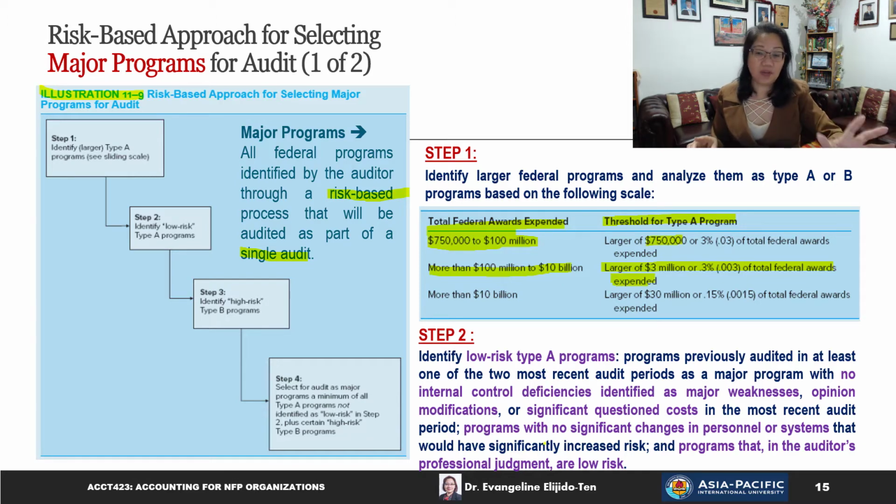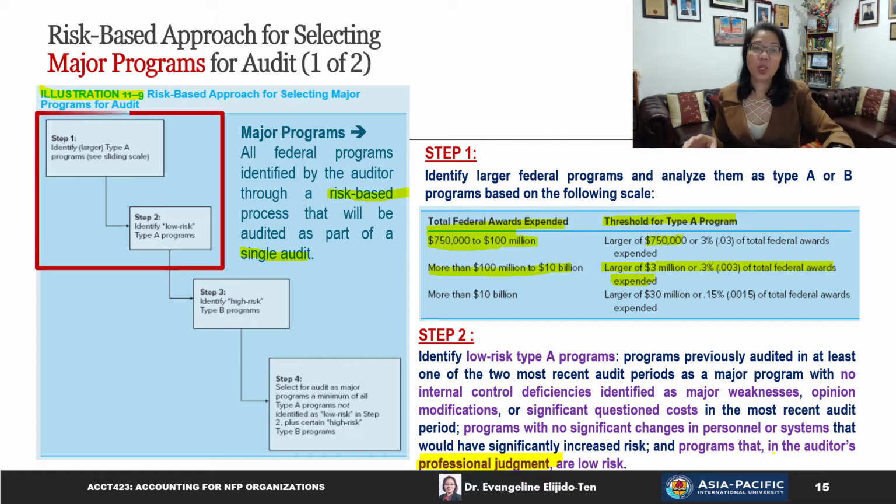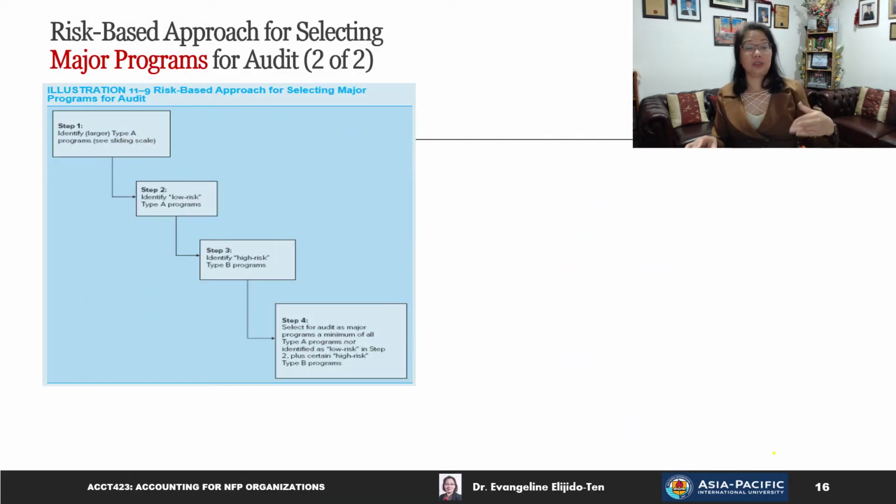So programs with no significant changes in personnel or systems that would have significantly increased risk, and programs that in the auditor's professional judgment are low risk will be considered as low-risk Type A programs. So there is that term professional judgment. There are certain cases whereby the auditors will have to use their professional judgment in deciding whether a Type A program is considered low risk. We had looked at the first two steps in this slide. Let's now look at the last two steps.